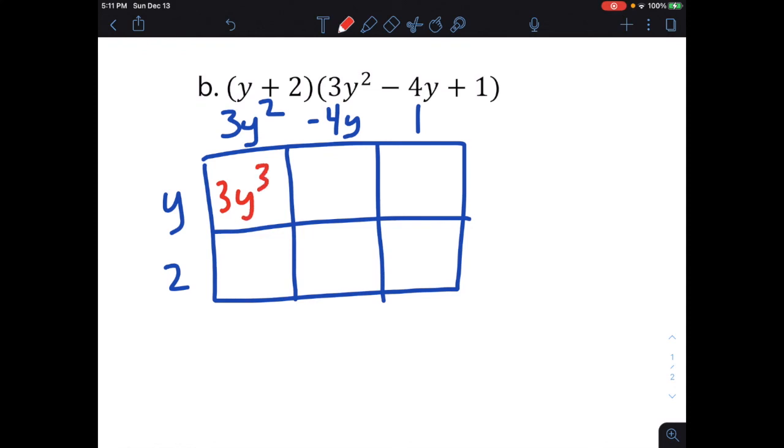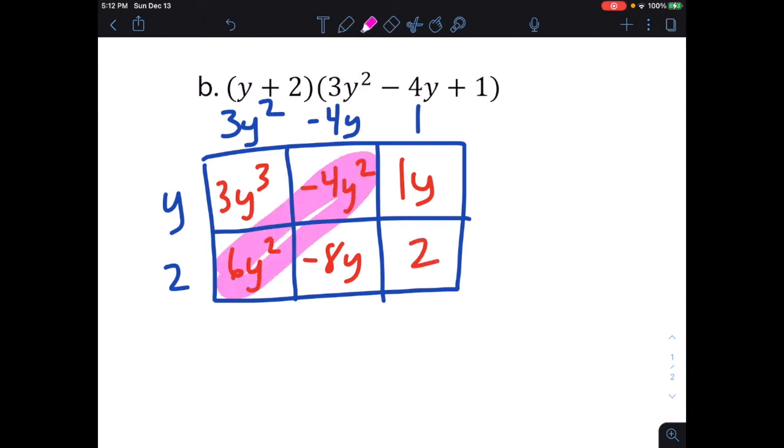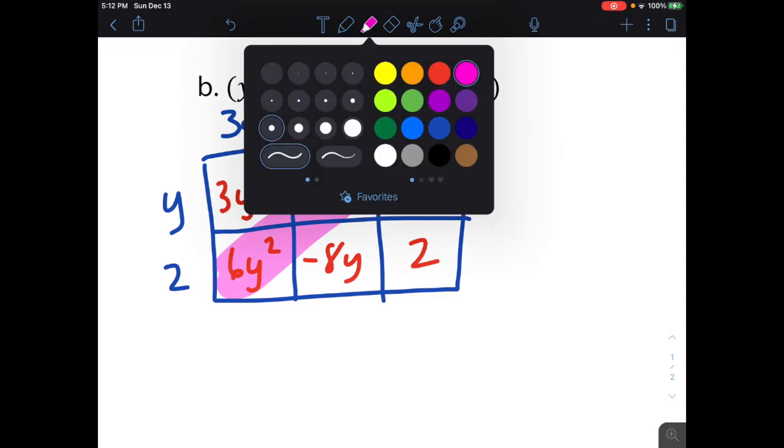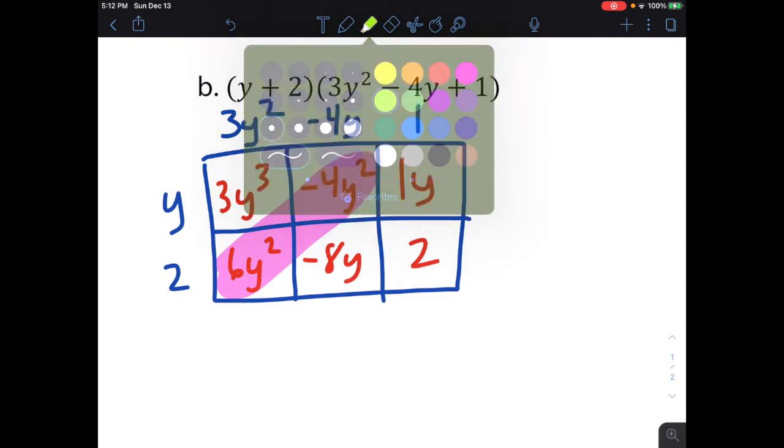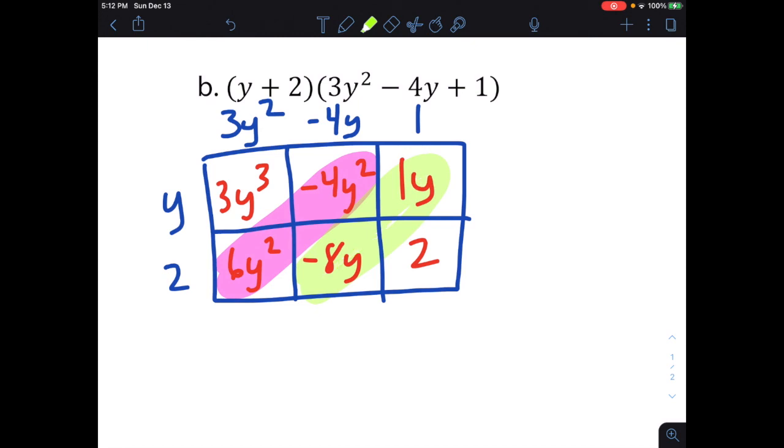This is very similar. 6y squared, negative 4y squared, negative 8y. Y, I don't need to write the 1. You know what, I can, because it'll make it easier to combine like terms. And then we have a 2. Okay, so if we highlight, we've got those, and we've got, ooh, that's really bright, those.